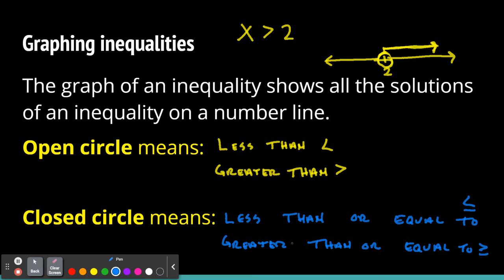Okay, and in those cases, we're going to use a closed circle because our solution could be, if we have x is greater than or equal to 2, then we want to include 2 in our solution set. So we're going to shade in the 2 as part of our solution set.